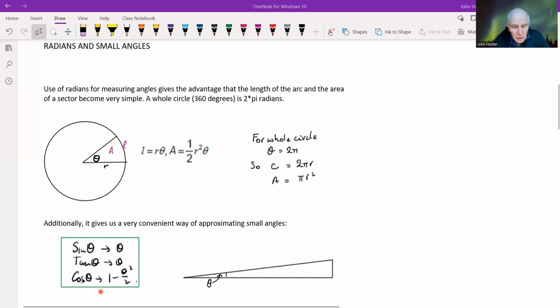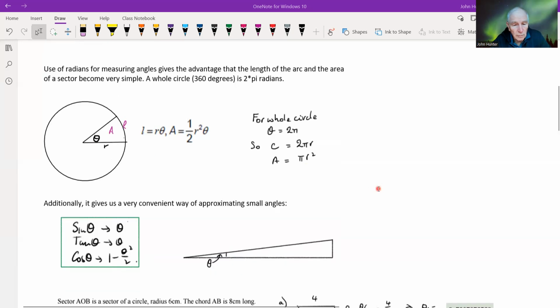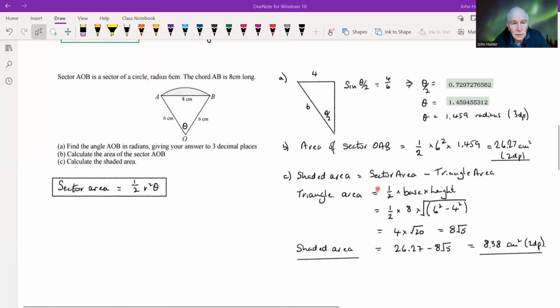Same with tan theta. It doesn't quite work for cosine of theta, because obviously that is the adjacent over the hypotenuse. But we've got this little approximation here, and we'll see how that works in a moment. So that's a very brief introduction to the use of radians. Now let's have a look at this.